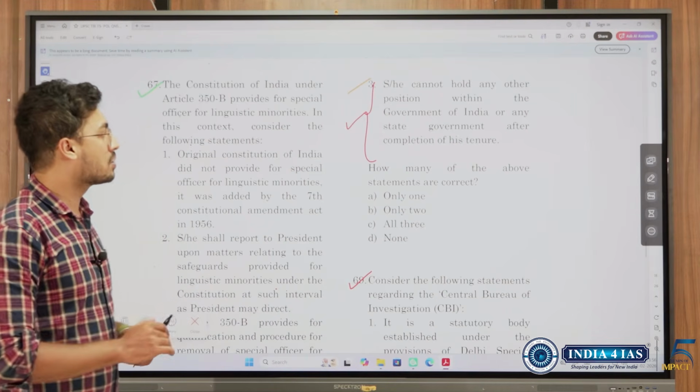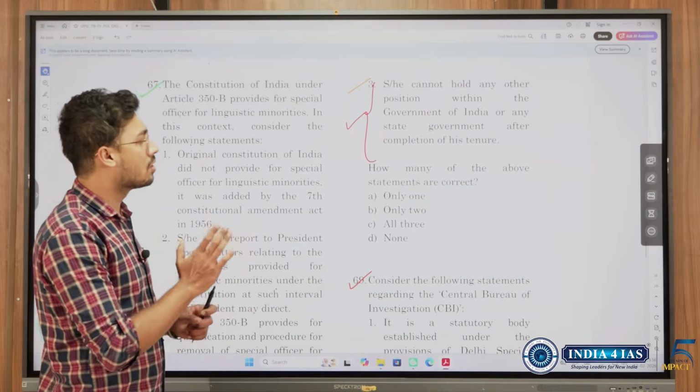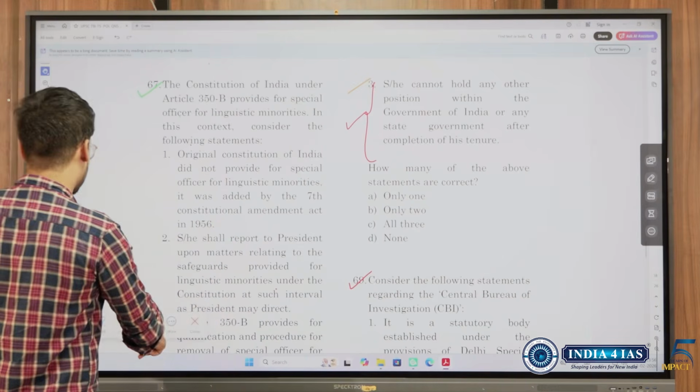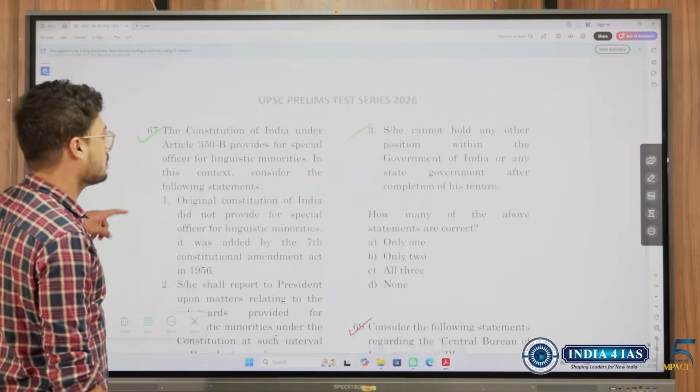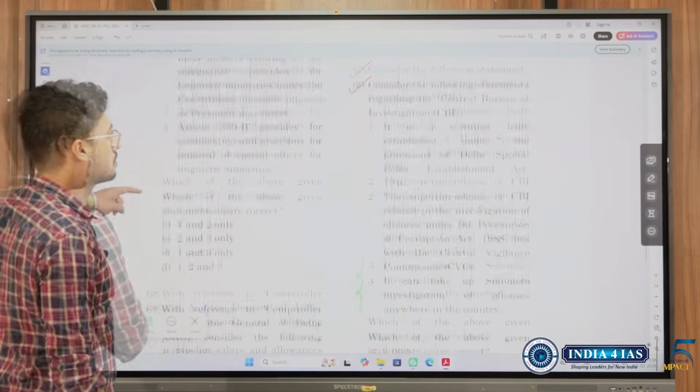So for these important offices, they do not have the right to serve again under the government. Okay, we'll move to the next question.